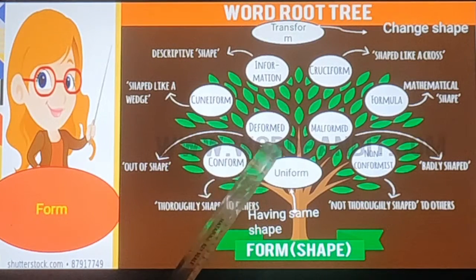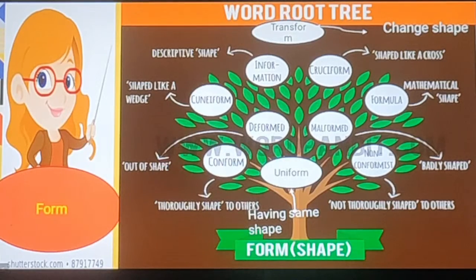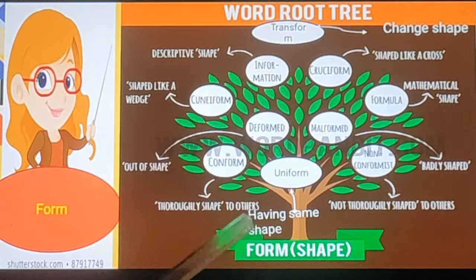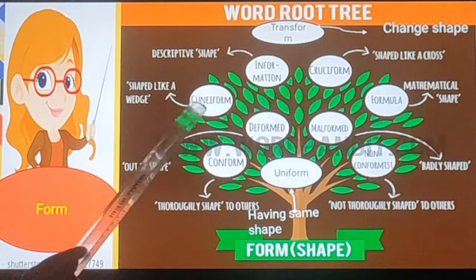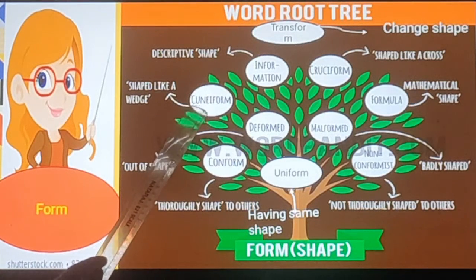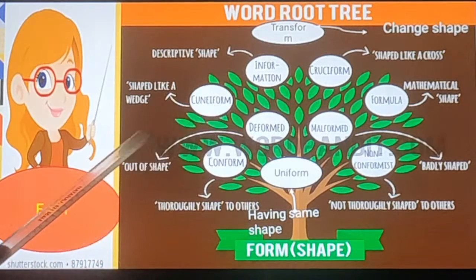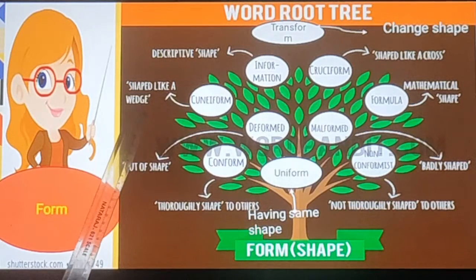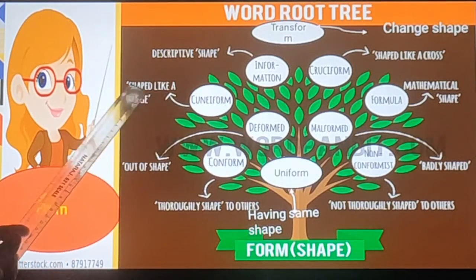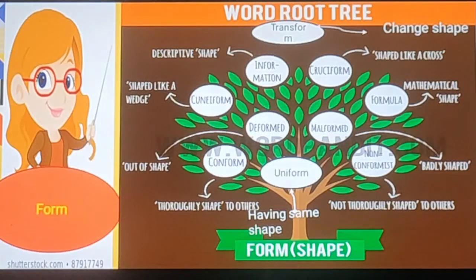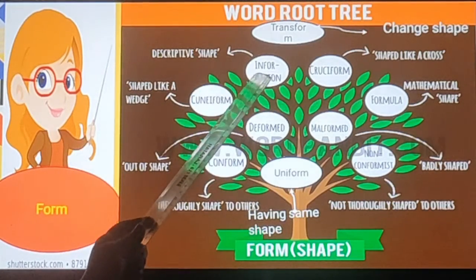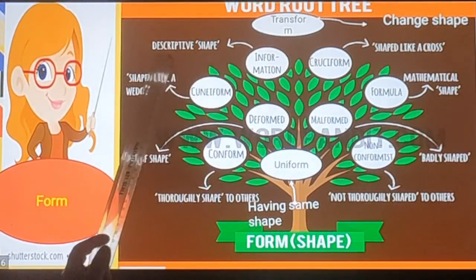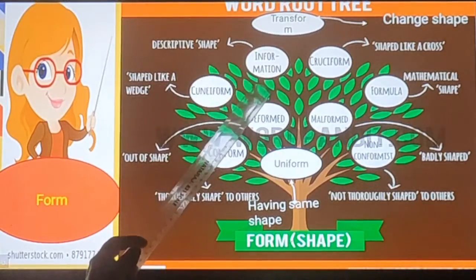And next, deformed. Deformed means out of shape. And cuneiform. Cuneiform means shaped like a wedge. And information. What is that? Next one is information. Information means descriptive shape. What is that? Descriptive shape. That is called information.